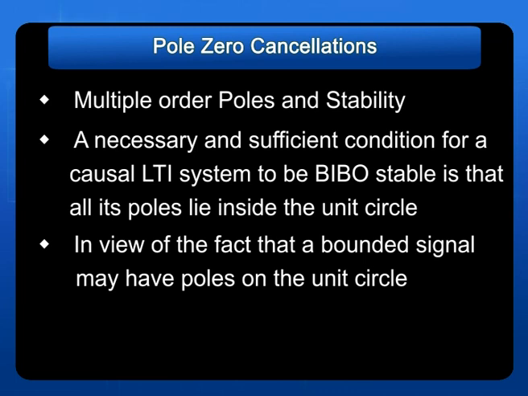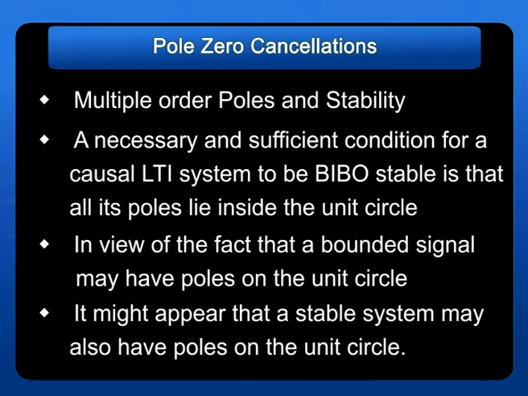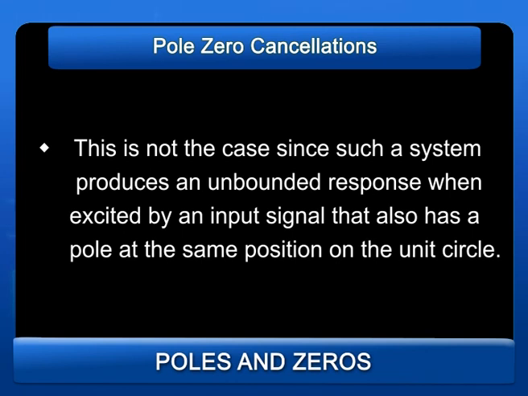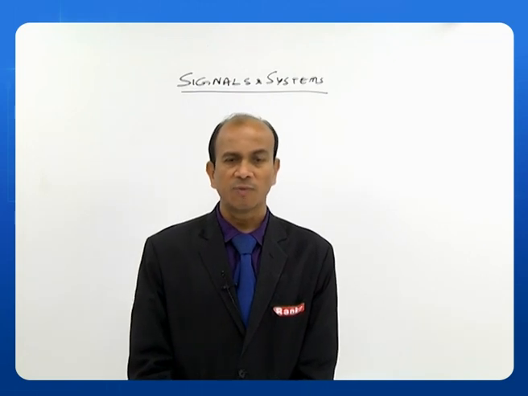In view of the fact that a bounded signal may have poles on the unit circle, it might appear that a stable system may also have poles on the unit circle. We were talking about poles lying inside the circle, but since a signal is already bounded, the pole can exist on the unit circle also. So it might appear that a stable system may also have a pole on the circle. This is not the case, since such a system produces an unbounded response when excited by an input signal that also has a pole at the same position on the unit circle. So this is the case where we have to be careful.